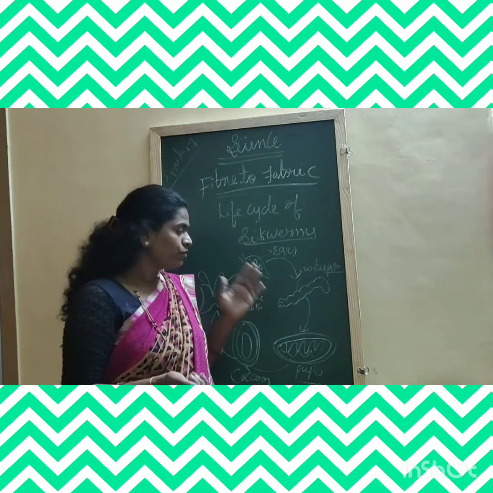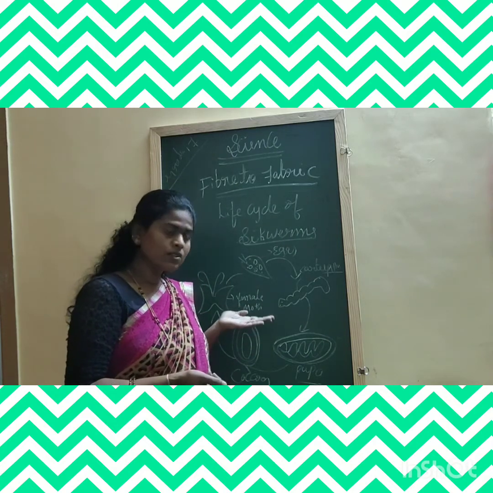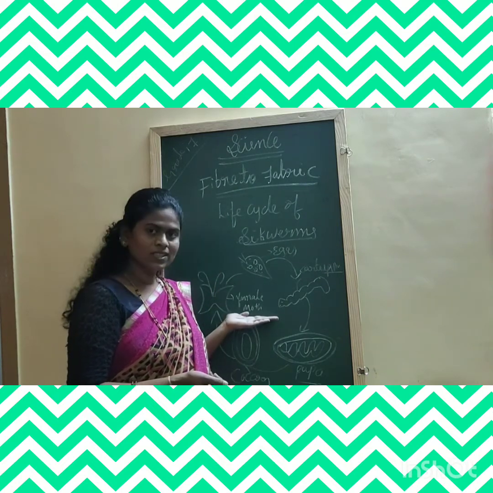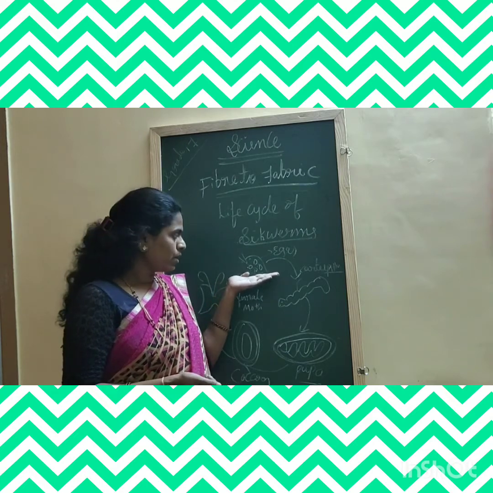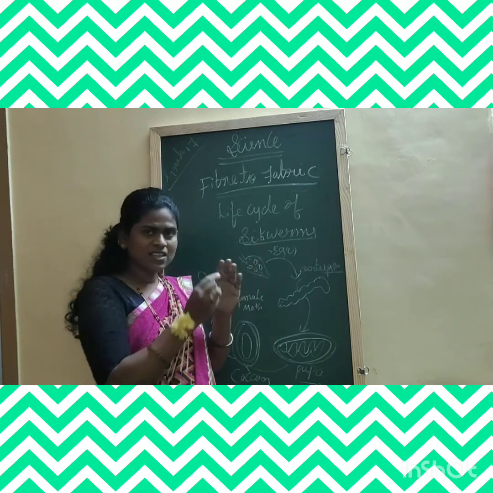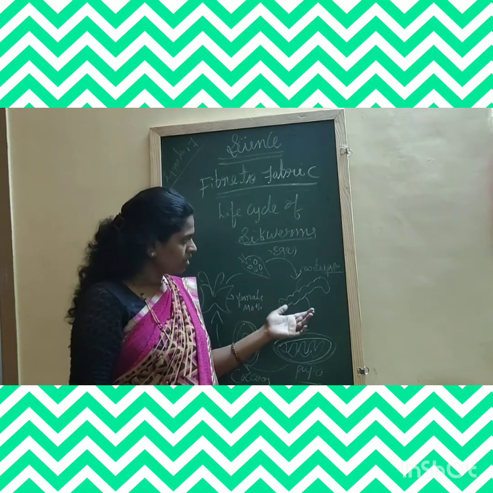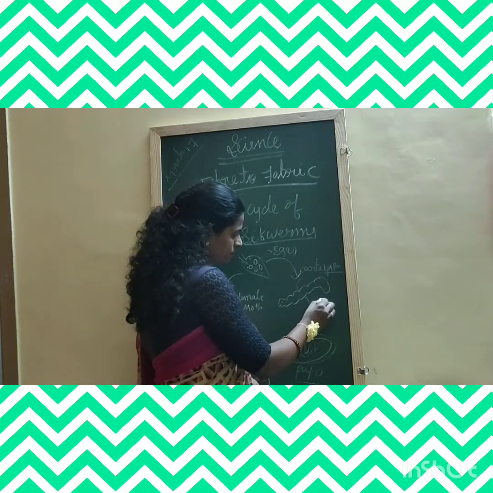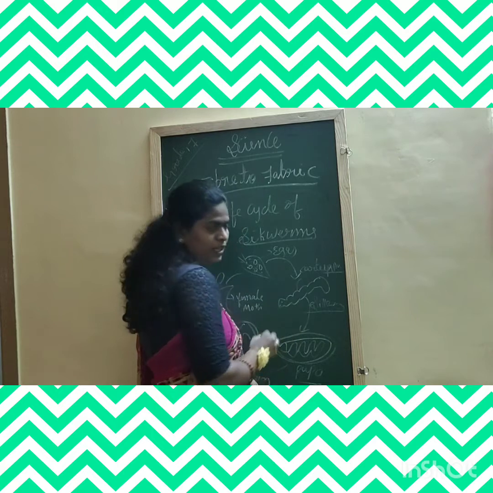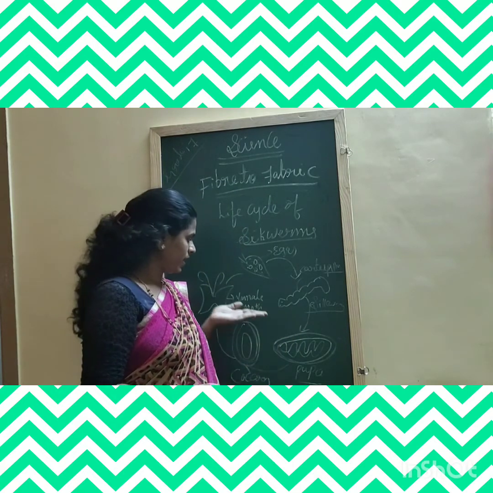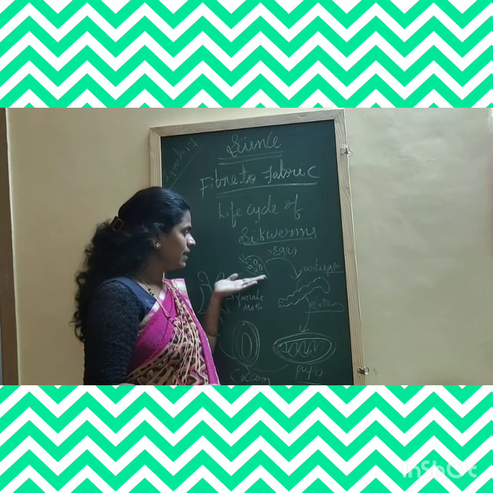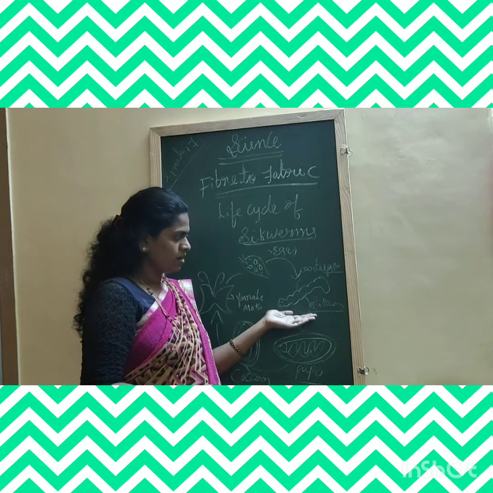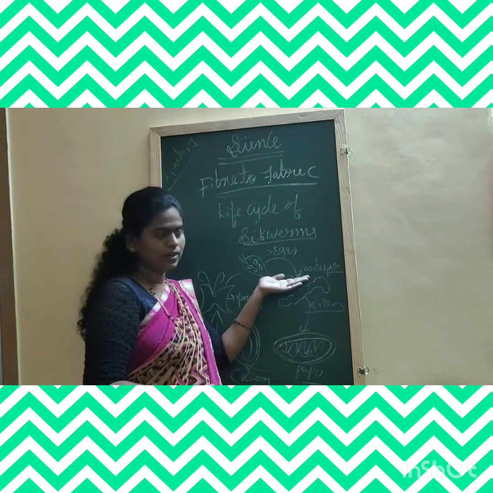Okay, children. First, the female moth lays the eggs. At a particular time, what happens? These eggs are hatched into the caterpillar. The caterpillar is also called a silkworm. I'll repeat once again. The female moth lays the eggs. These laid eggs are hatched into the insect called the silkworm. It is also called the caterpillar.